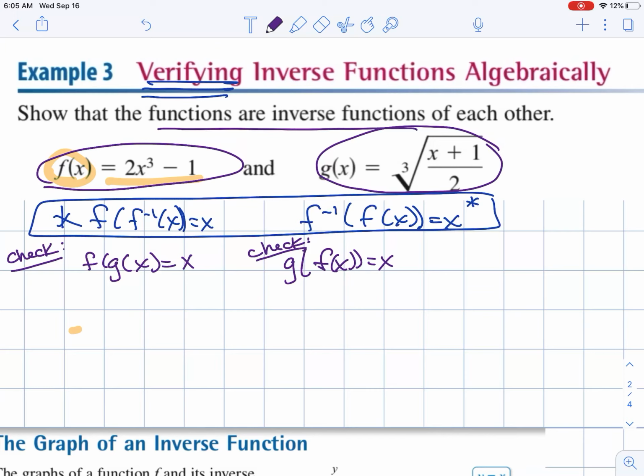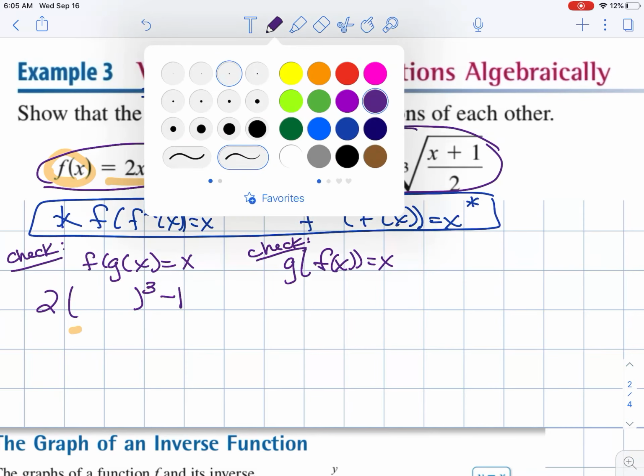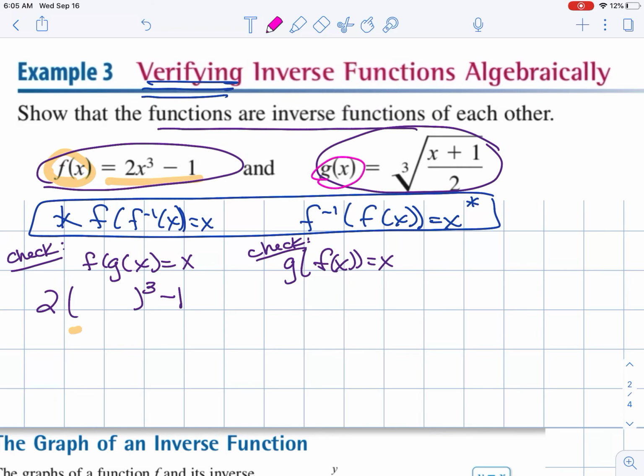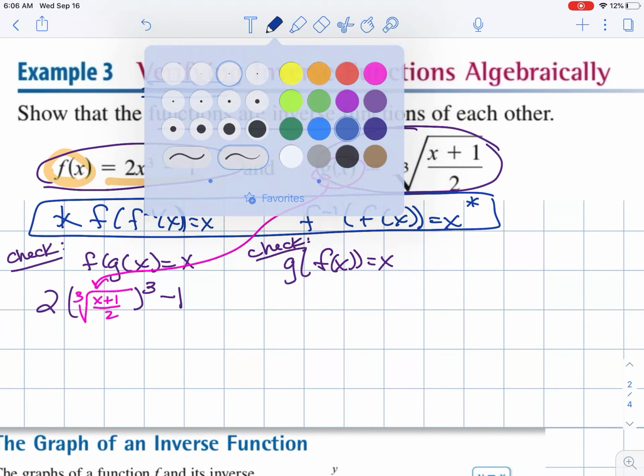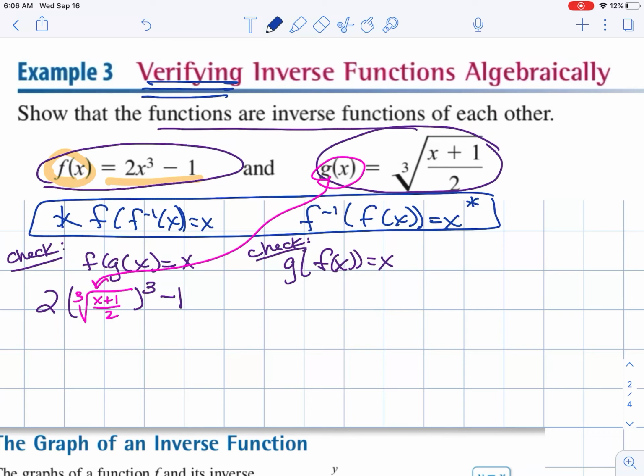So if this is f of x, this is the outside function. So f is really 2 times x, which I'm going to put in parentheses here, cubed minus 1. And to plug that in, I'm going to take the g of x and stick it right in here. So we get the third root of (x plus 1) over 2. And let's simplify.